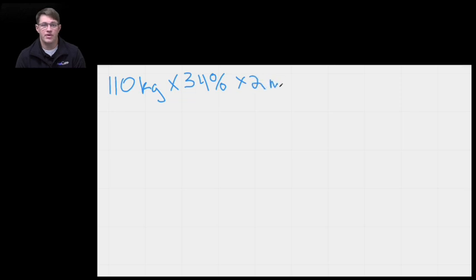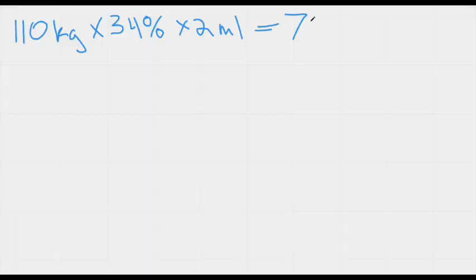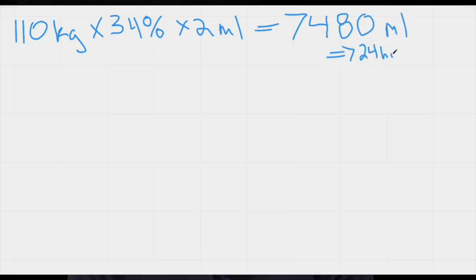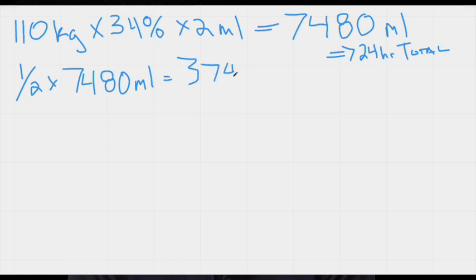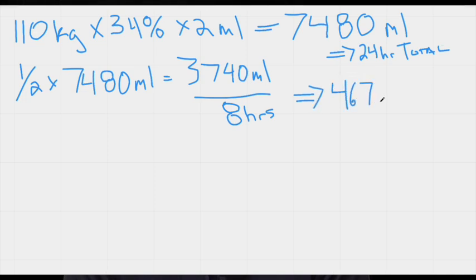So let's do a quick example. Say I've got a 110 kilo patient that's got 34% third degree burns from a car fire. Let's do the math. 34% times 110 kilos times 2 mLs gives me 7,480 mLs. So that's the total volume they're going to receive over the first 24 hours. Now they're going to get half of that in the first 8 hours. That volume is 3,740 cc's. So we're going to divide that by 8 hours, and that's going to give us 467.5 mLs per hour. That's our rate for the first 8 hours.